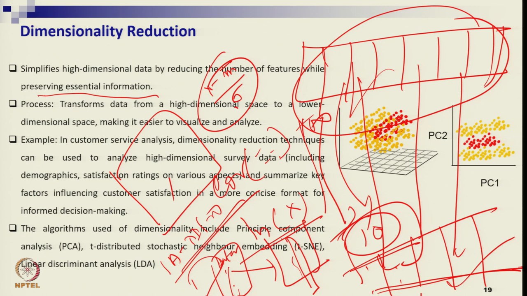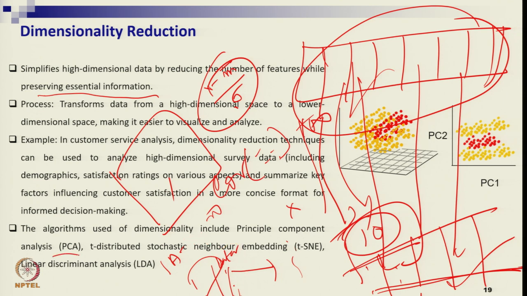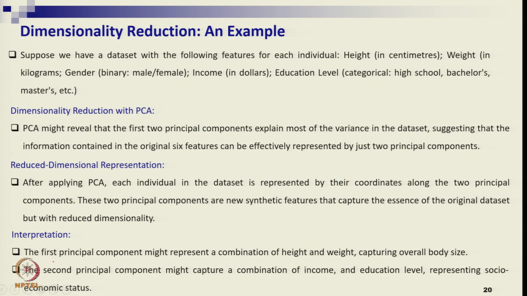There are many methods like principal component analysis, PCA, and LDA, linear discriminant analysis. There are many, like t-SNE, but PCA is very popular. Let me explain that. I have already explained, but we have a data set with the following features. I am sharing a very basic example of dimensional reduction through PCA, principal component analysis.